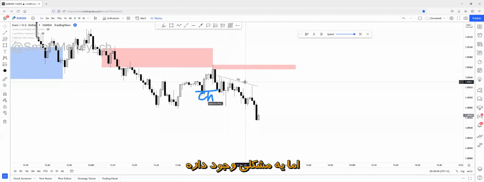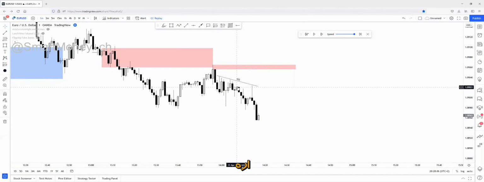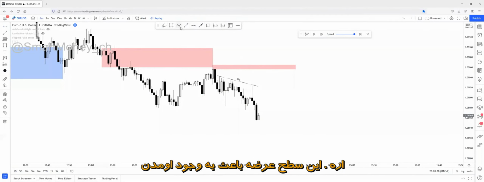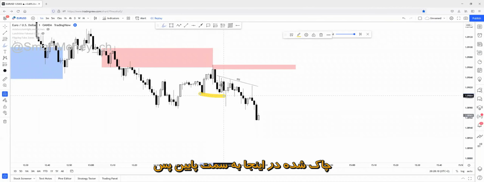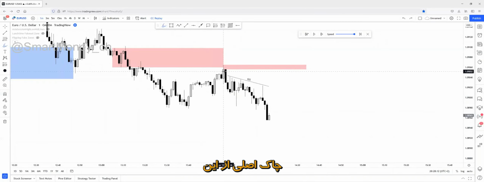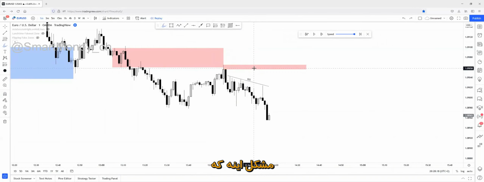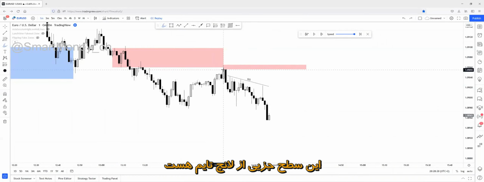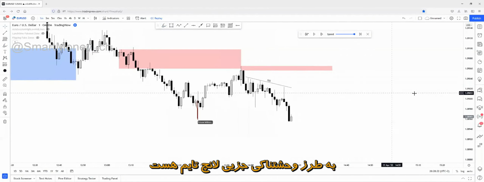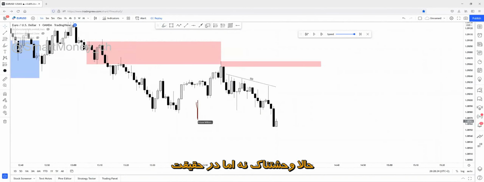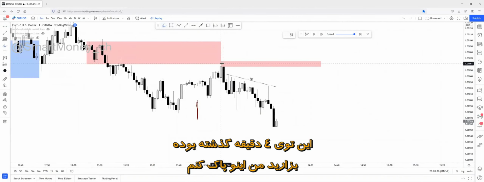But there's a problem. And yeah, this supply has caused the change of character to the downside right here. So the original change of character has been caused by this supply zone, and there's liquidity just below this supply zone. But as I said, there's a problem with this zone. The problem is that this is part of the lunchtime zone. This is heavily part of the lunchtime zone, not heavily, but actually it's in the last 4 minutes.